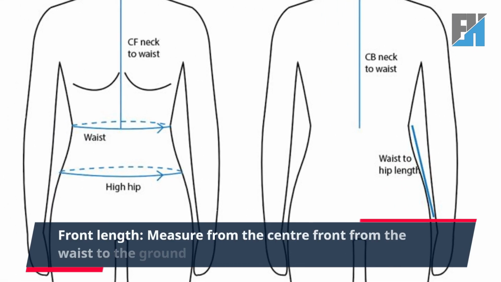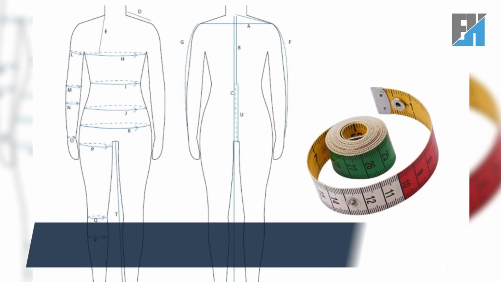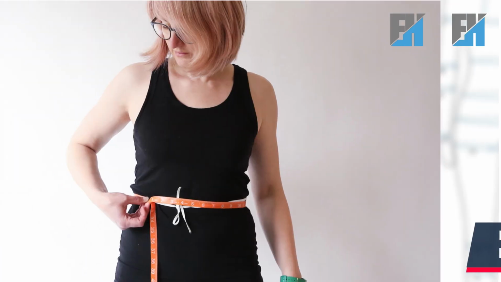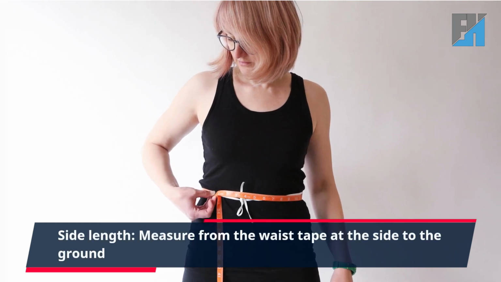C. Front length, measure from the center front from the waist to the ground. D. Back length, measure from the waist tape at the center back to the ground. E. Side length, measure from the waist tape at the side to the ground.